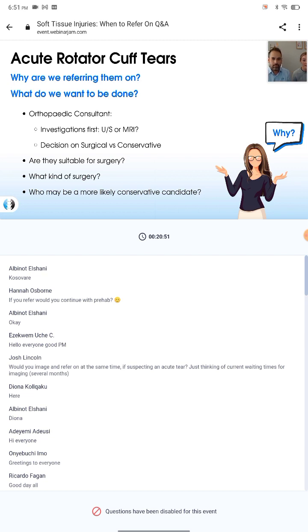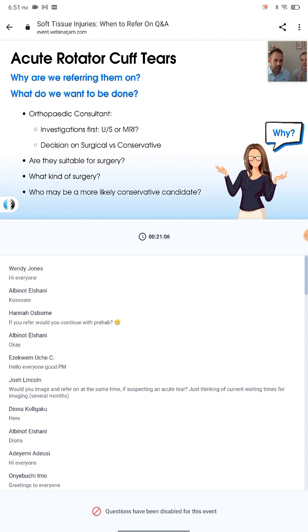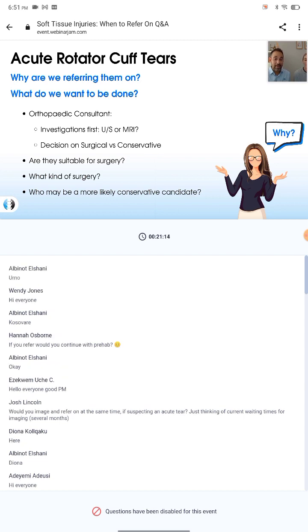So it might be that with a bit of time, that can settle down, and by the time they reach the surgeon, with waiting times like Josh mentioned, things will have picked up. So that's the benefit of continuing with rehab whilst you're waiting for them to have that discussion elsewhere. Excellent. Thank you so much. And as Hannah said, if you refer on, would you continue with prehab? Absolutely, Hannah. Absolutely.